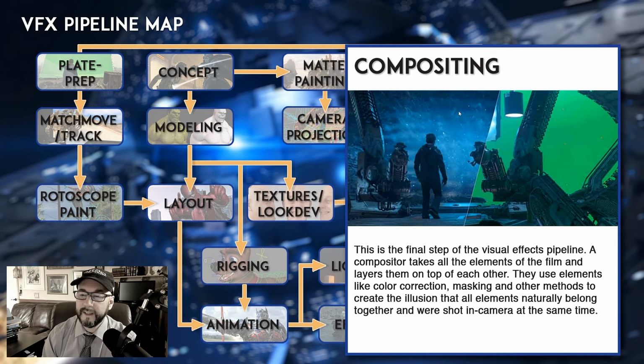A compositor takes all the elements of film and layers them on top of each other using tools such as Nuke, which is what we're working with in this course. They use elements like color correction, masking, mats, and other methods to create the illusion that all elements naturally belong together and were shot in camera at the same time. If they do their job poorly, the shot looks fake. If they do their job well, you don't even realize, theoretically, it's a visual effects shot. Now, of course, if it's in outer space or a fantasy film, you know there's some VFX work going on, but they're trying to suspend your disbelief.